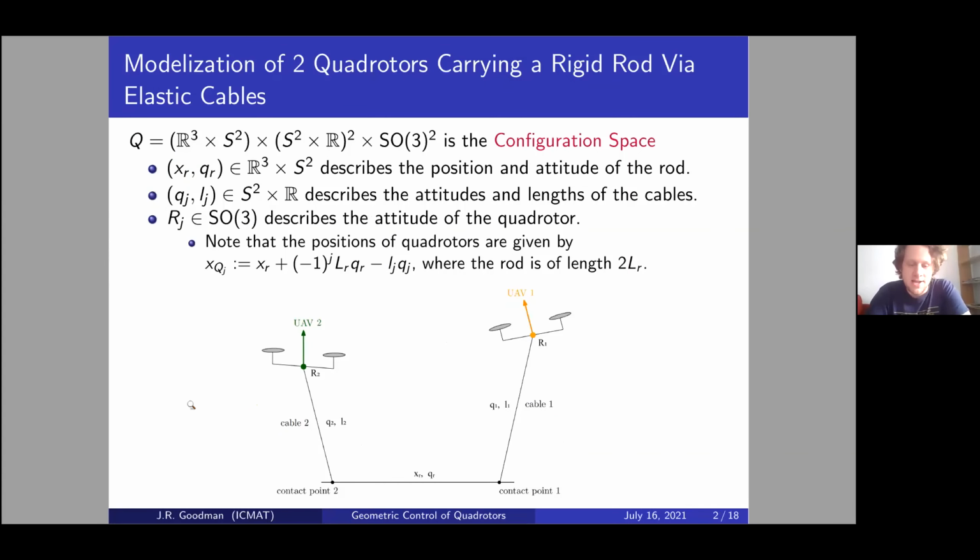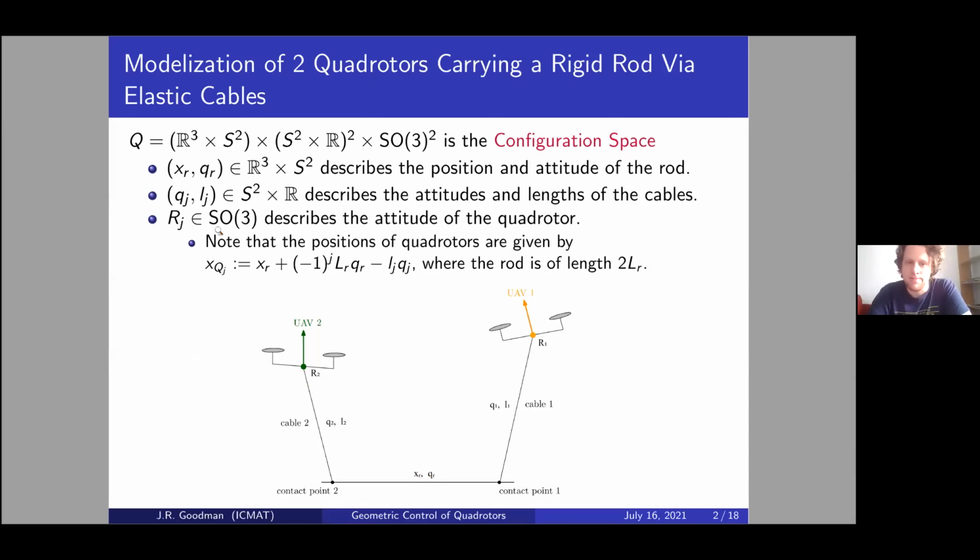So the basic problem at hand is we have 2 quadrotor UAVs, which are just drones with 4 propellers. And they are transporting a rigid rod load via 2 elastic but inflexible cables. And the idea is that we want to track an arbitrary smooth trajectory for the center of mass position, as well as the attitude of this load.